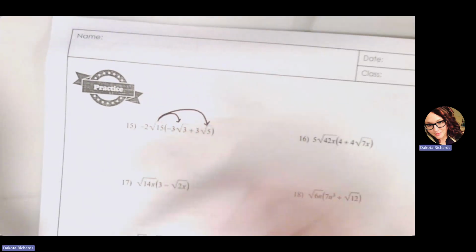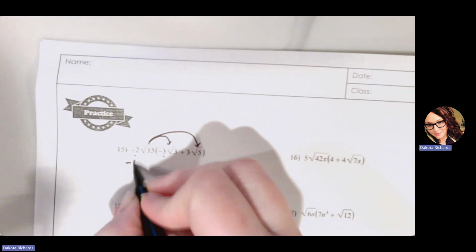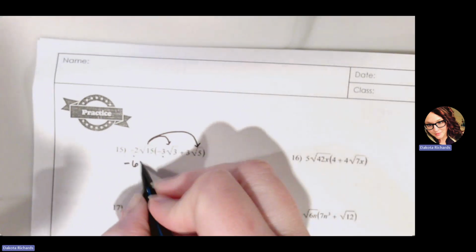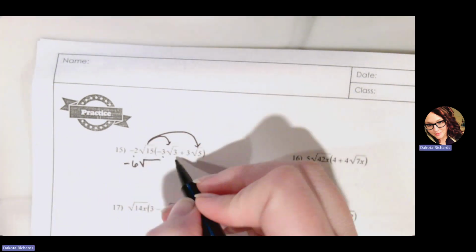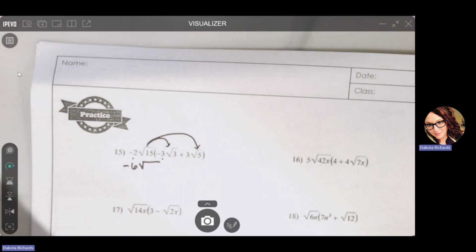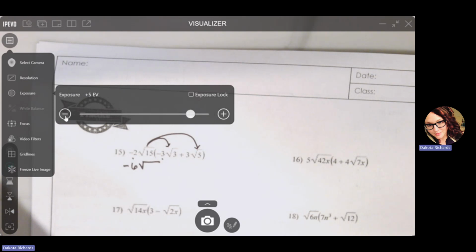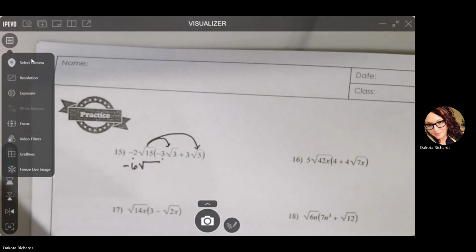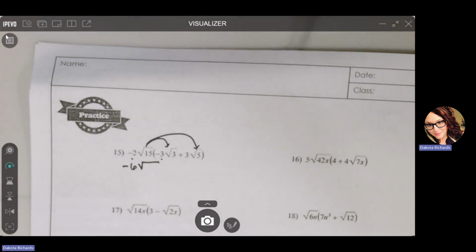All right, number 15. Again, you're going to have to distribute. On the outside, we've got a -2 and a -3. That combines to give us -6. On the inside, we've got 15 times the square root 3. Hold on just a minute. These are kind of hard to see. So let's get this. Yeah, that's better. So we have -6. And then 15 times 3 should be what? 45. Yep.